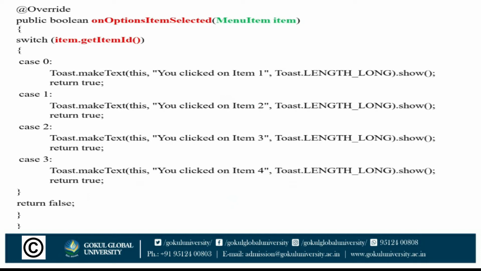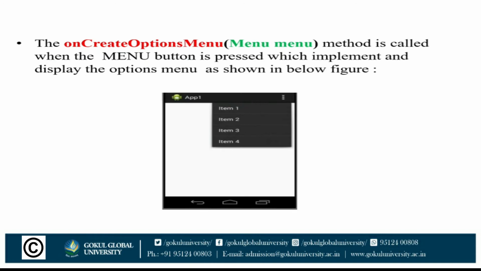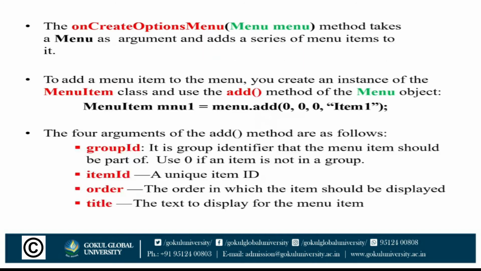Then override the onOptionsItemSelected method, which takes a menu item as an argument. Through the getItemId method you can get the ID of the item, and through a switch case you can determine the menu item that is selected and display a toast message according to the matching case of the switch. The onCreateOptionsMenu method is called when the menu button is pressed, which implements and displays the option menu as shown in the figure below.